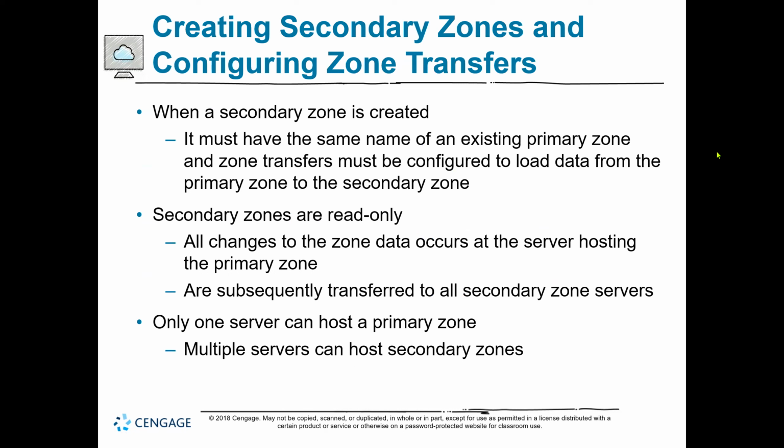Creating secondary zones and configuring zone transfers. When a secondary zone is created, it must have the same name as an existing primary zone. The zone transfers must be configured to load data from the primary zone to the secondary zone. Secondary zones are read-only. All changes to the zone data occur at the server hosting the primary zone and are subsequently transferred to all secondary zone servers. Only one server can host a primary zone. Multiple servers can host secondary zones, hence why it's called primary and secondary.